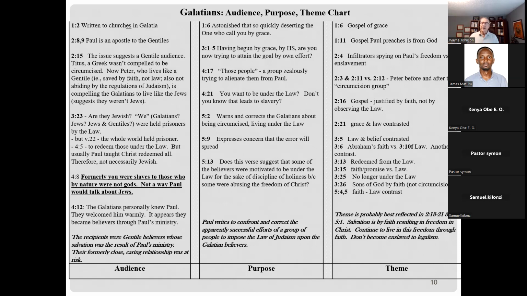So this is again just from two or three or four full readings of the book, and you'll be doing this for Galatians, just making these observations and forming your own initial summary about the book of Titus. Do you have any questions about this?